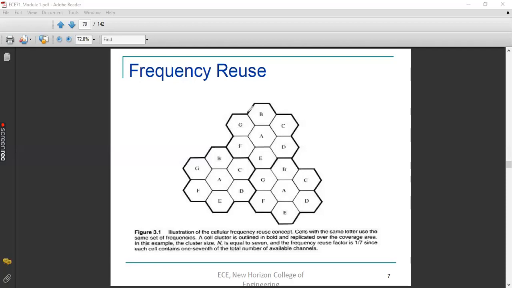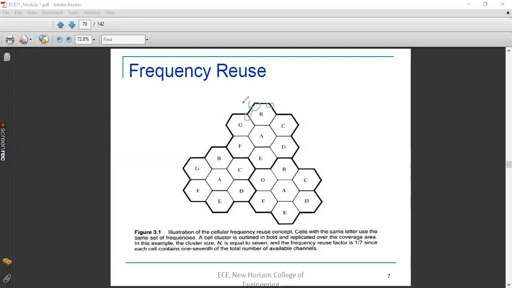At this point also you can have a base station. At this point you can have a base station, or at this point you can have a base station. So any of the three vertices you can have a base station, or at the center of the cell also you can have a base station. So it may be a center excited cell, or it can be a corner excited cell.